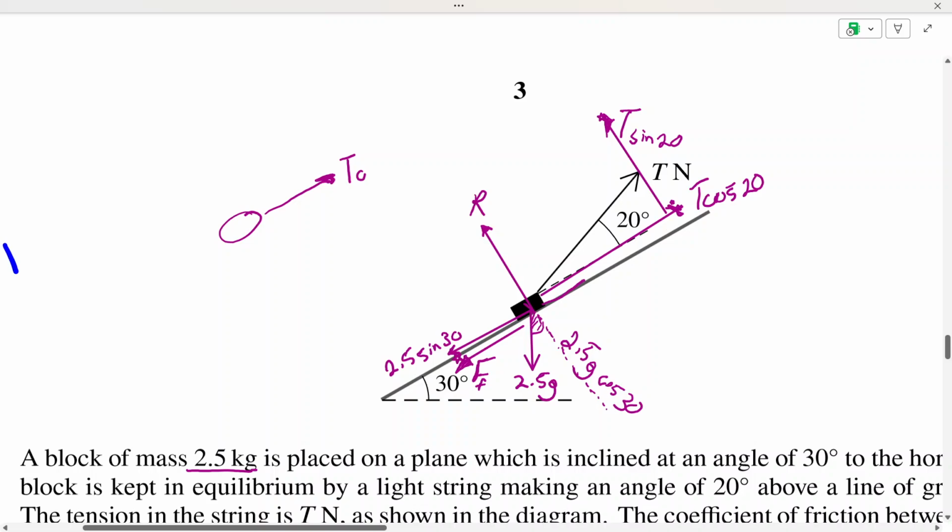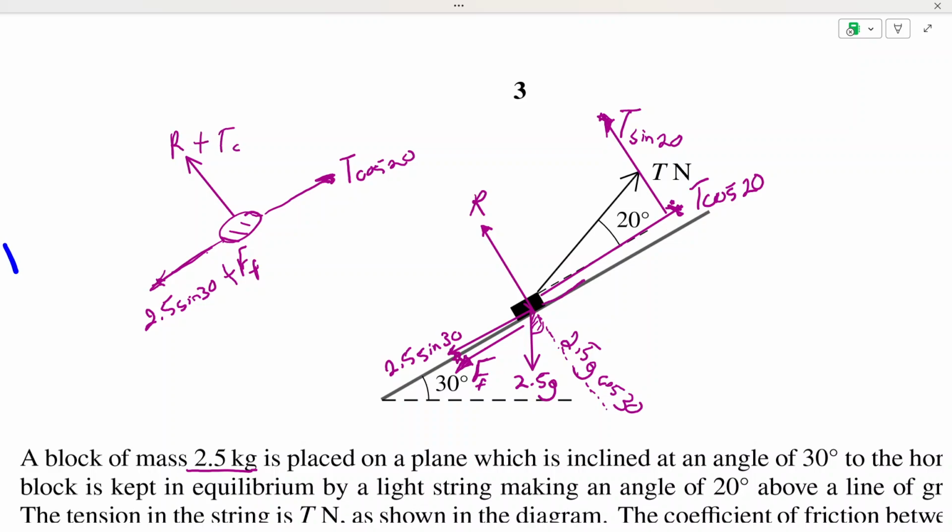Acting up the plane, we have T cos 20. Down the plane, we have 2.5 sine 30, which is the weight component acting down, plus the frictional force, right? And then acting at 90 degrees to the line of greatest slope, we have R, plus T sine 20, the component of the T Newton force acting at 20 degrees to the line of greatest slope, right?